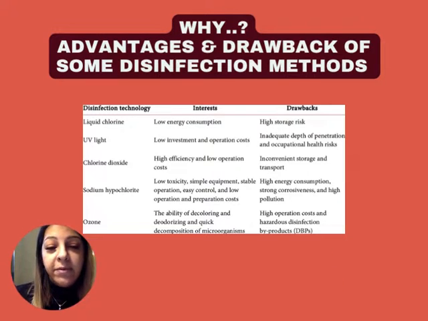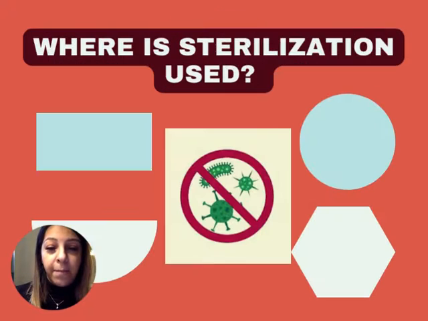Here, some of the advantages and drawbacks of some of the disinfection methods are listed. Some of the common disinfection methods include the use of liquid chlorine, which is of interest because it is low in energy consumption, and the drawback would be high storage risk. Whereas for UV light, it is low in investment and operation costs, and the drawbacks are inadequate depth of penetration and occupational health risk.